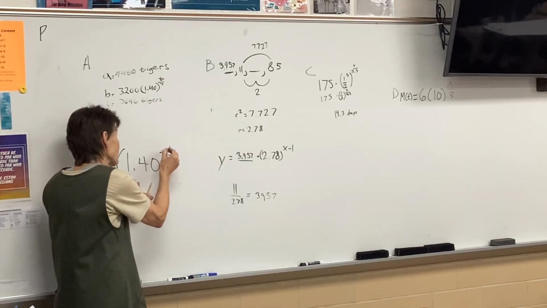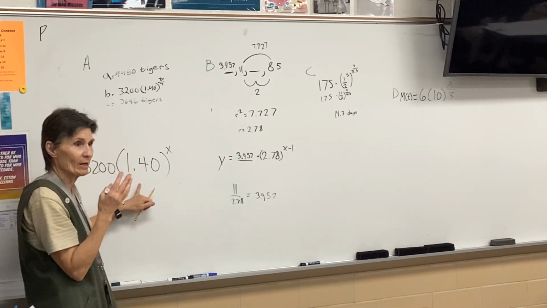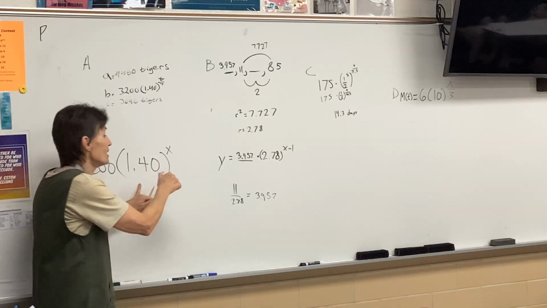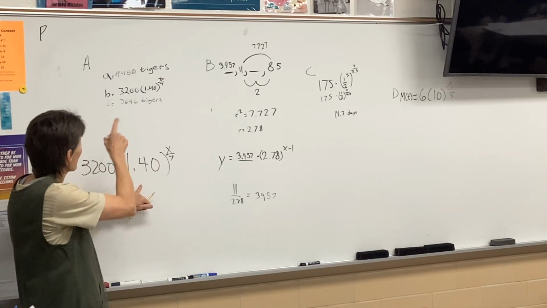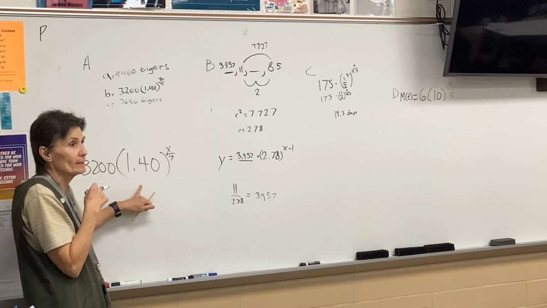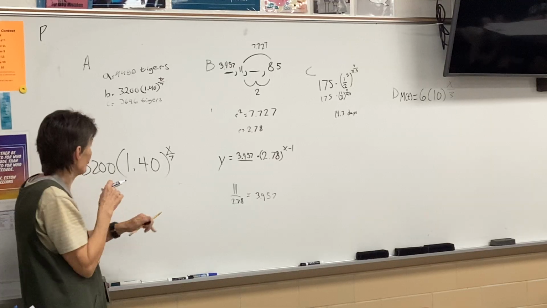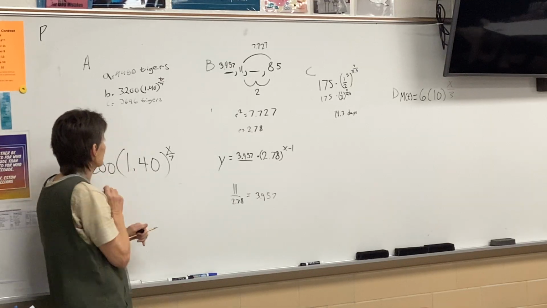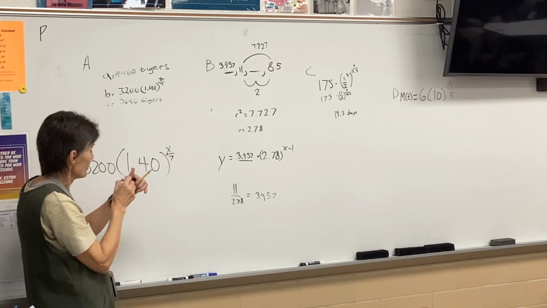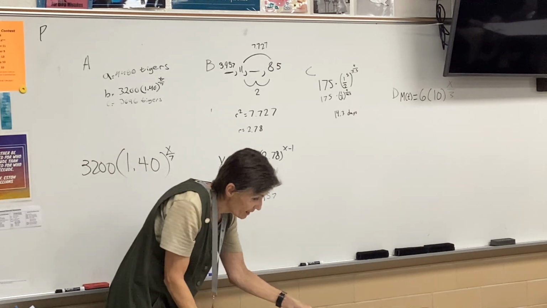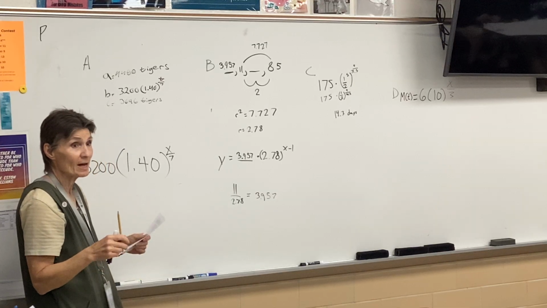But that 1.40 happened over a period of 7 years. So we can't just put an X here because that's not what's going on. That is 7 years. So we have to do what we did yesterday and divide it by 7. Is that okay with everybody? Perfect, good job. And then we used this formula and got 3,696 tigers. And so did I. Anybody have a question about A? Feel okay about that?